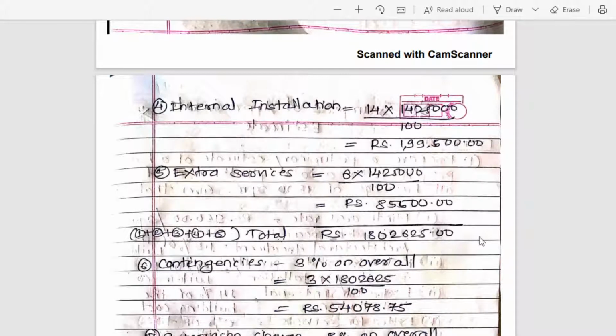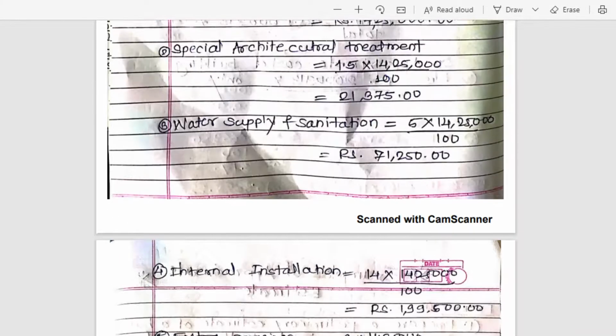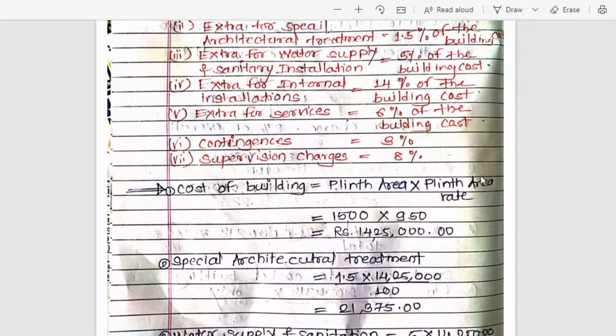And on this overall cost we have to provide contingency charges and supervision charges. See here, contingency is 3%, supervision is 8%. They have not written that these are on the building cost. 3% on the building cost they have not given here.